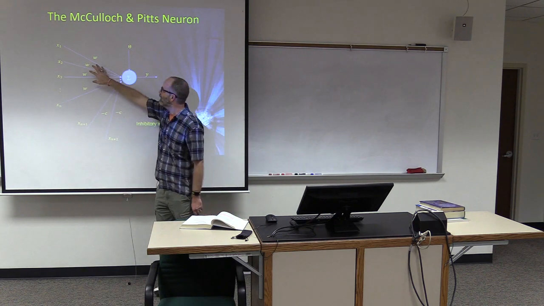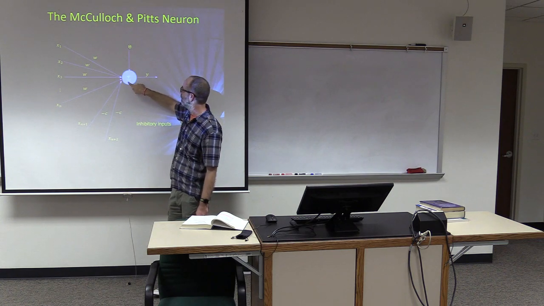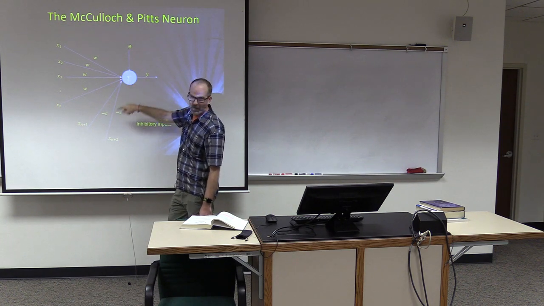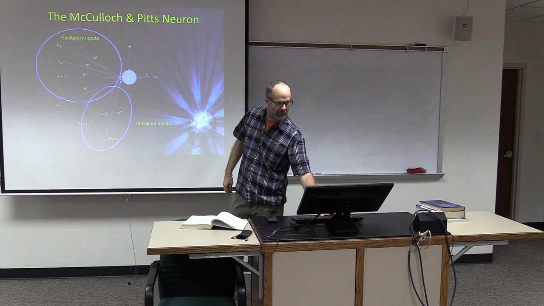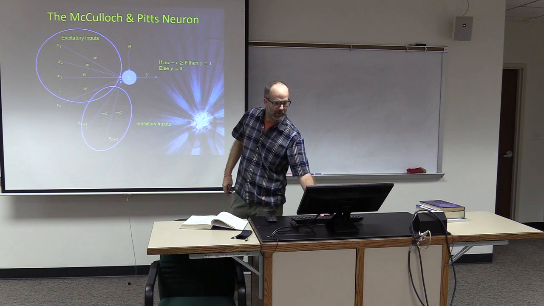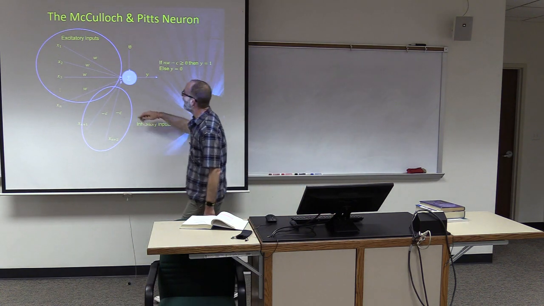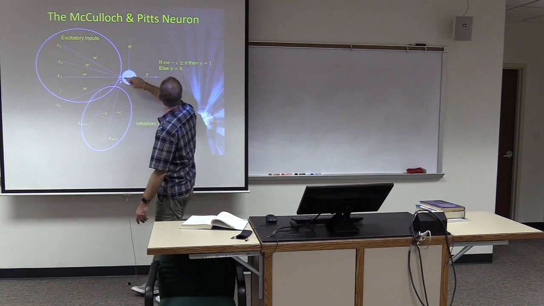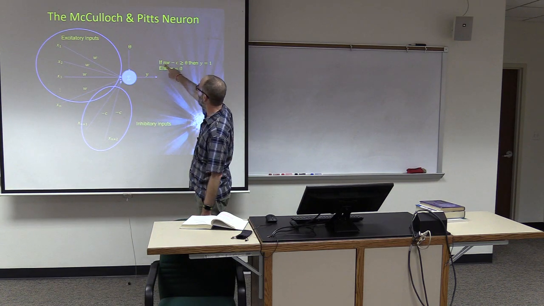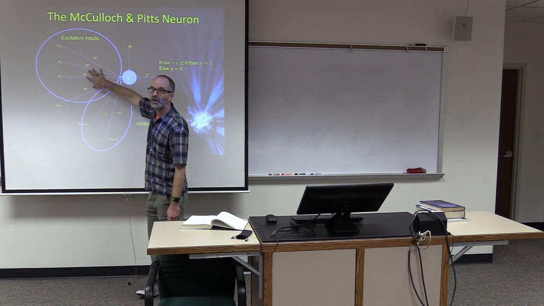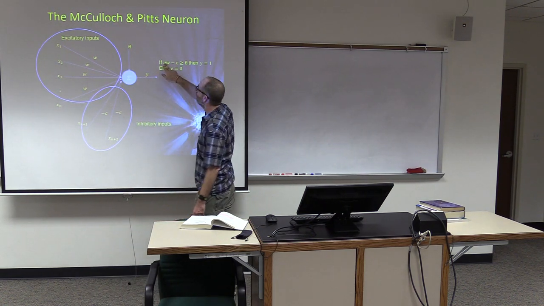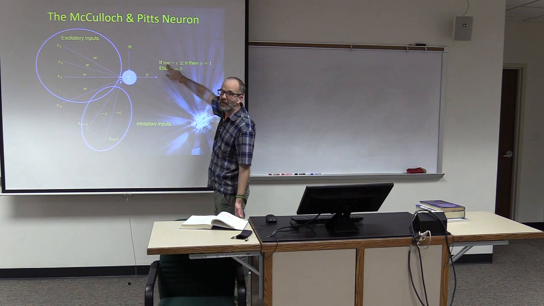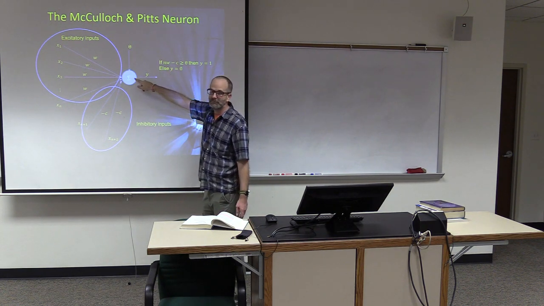So the idea is this. You take a weighted sum of the inputs. Here's your summation, right? Take a weighted sum of the inputs. Okay, so if I have n inputs, and they're all either 1 or 0 for the McCulloch and Pitts neuron, these inputs are 1 or 0. If I add them all up, and they all happen to be 1s, I would have nW as the sum. Do you agree with that?